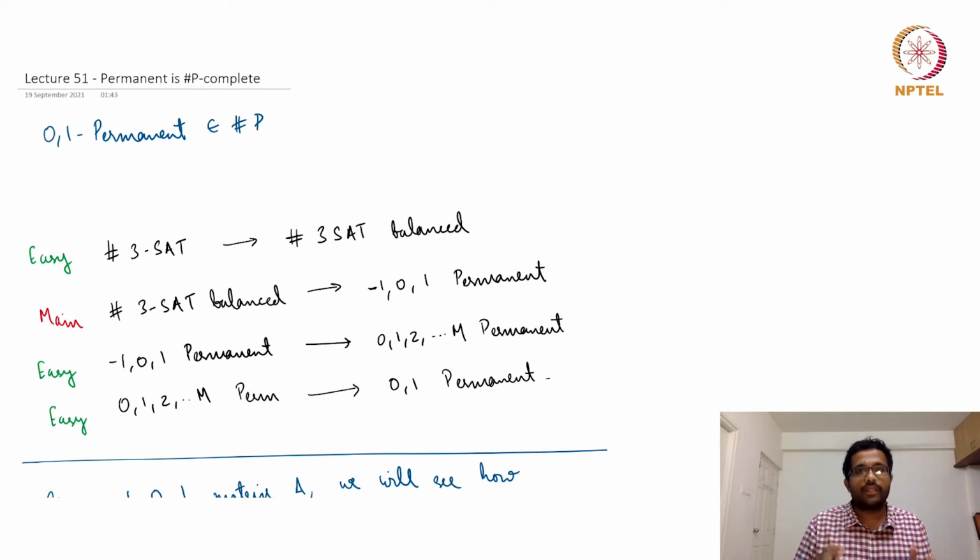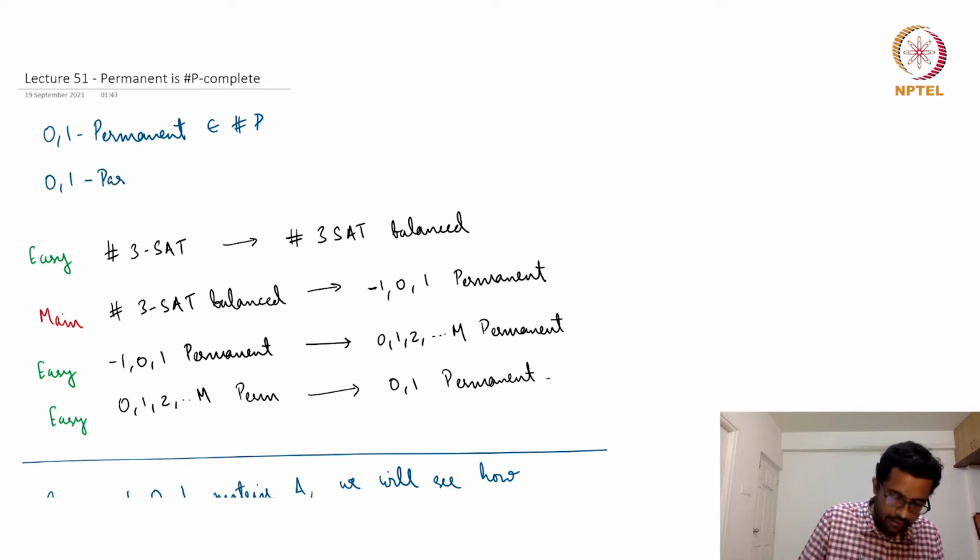So 0,1 permanent corresponded to counting the number of perfect matchings in a bipartite graph. And then we said that we will show that 0,1 permanent is also #P-hard, in the sense that any function in #P can be reduced to 0,1 permanent.